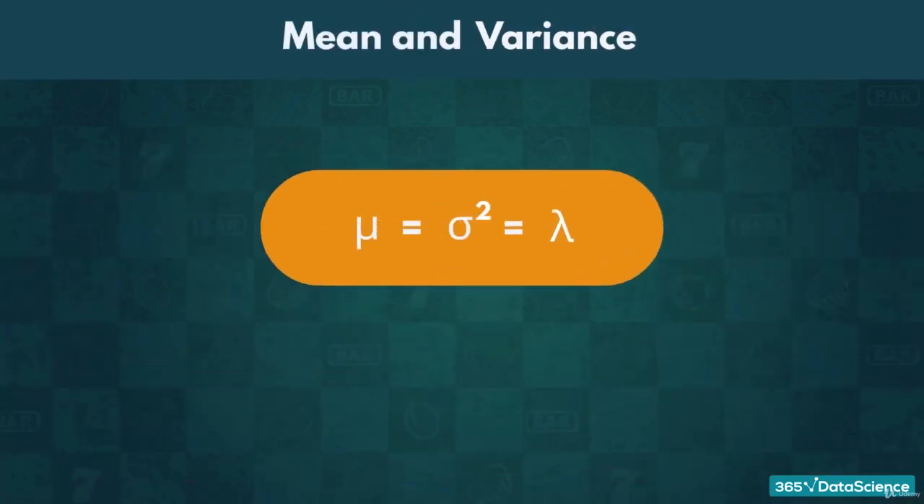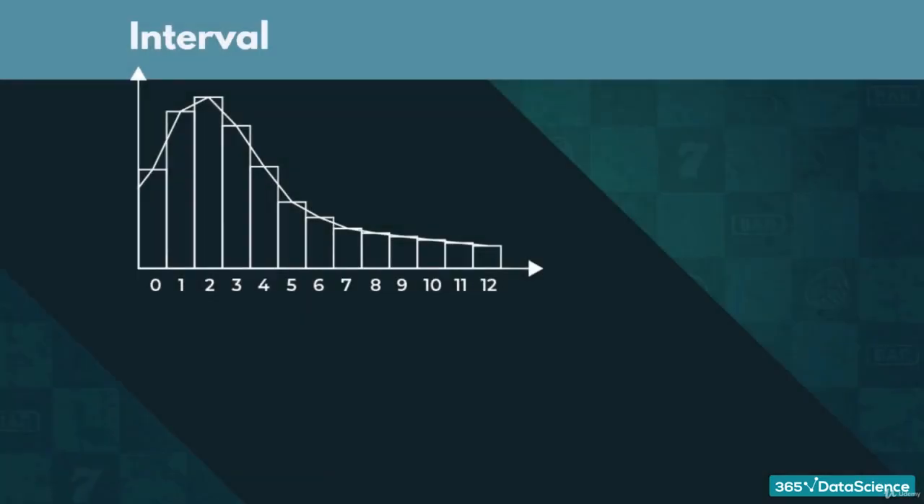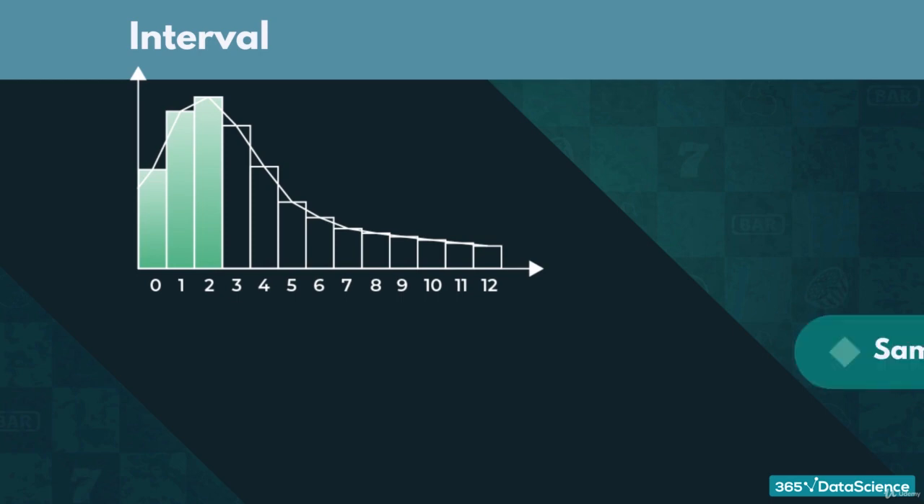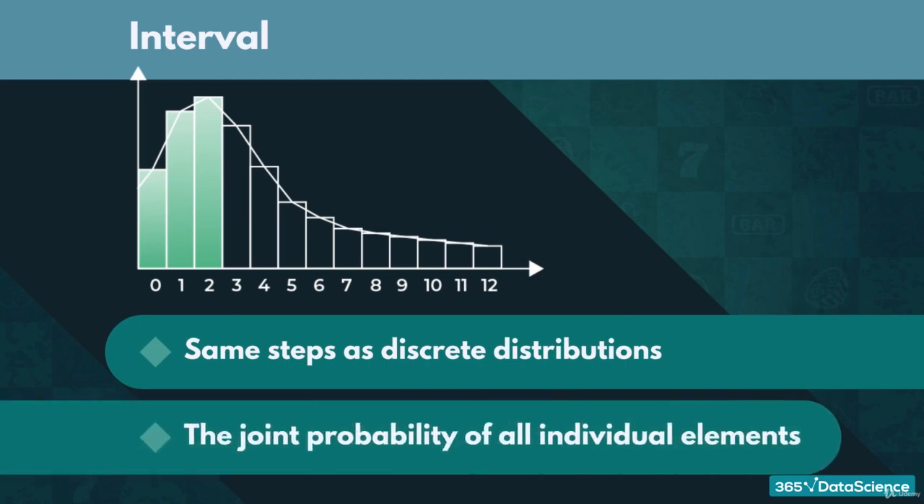Both the mean and the variance being equal to lambda serve as yet another example of the elegant statistics these distributions possess and why we can take advantage of them. Great job, everyone. Now, if we wish to compute the probability of an interval of a Poisson distribution, we will take the same steps we usually do for discrete distributions. We find the joint probability of all individual elements within it. You will have a chance to practice this in the exercises after this lecture.